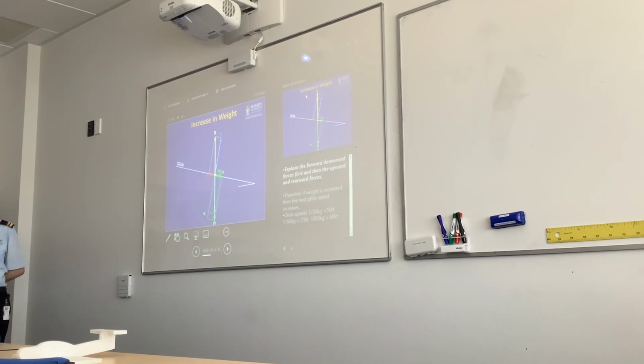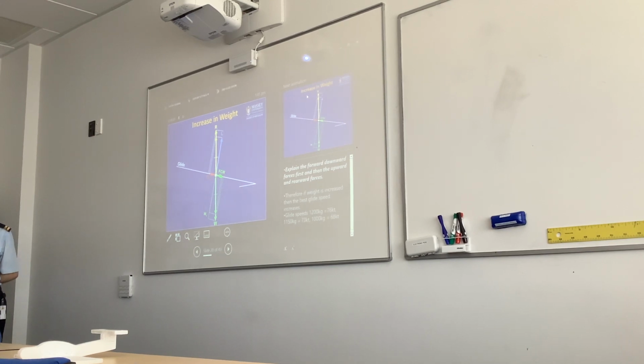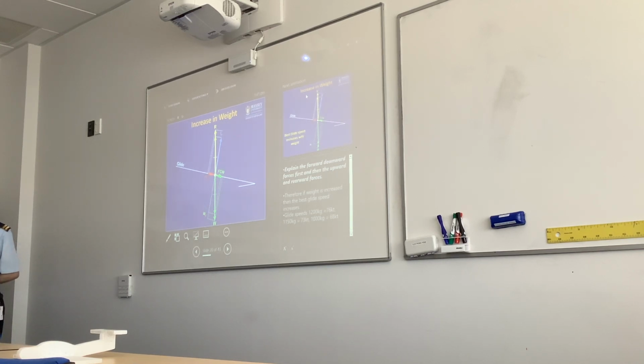And because the forward component of weight is increased, our rate of descent is going to increase. We are now going to descend down the flight path at a faster rate. We want this to still be at a constant airspeed. So if we've had an increase in those downwards forwards forces, we have to compensate for that with the upwards backwards forces. So if we're descending at a faster rate, we must also be descending at a faster airspeed.